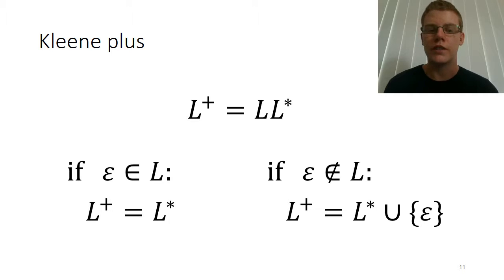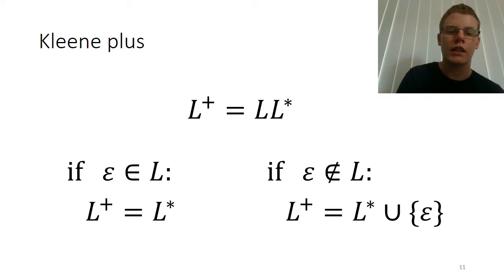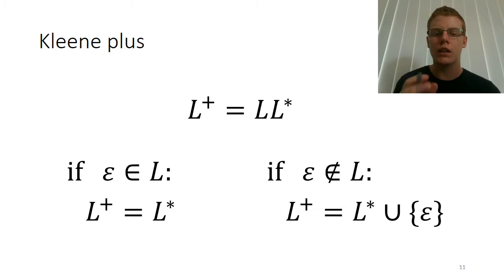Now I'll also briefly mention the Kleene plus operator. So the Kleene star operator was where we stuck an asterisk in the power position. The Kleene plus operator, we just put a plus in there. And all the Kleene plus operator is, is we apply the Kleene star to the language, and then we concatenate the language to that result.